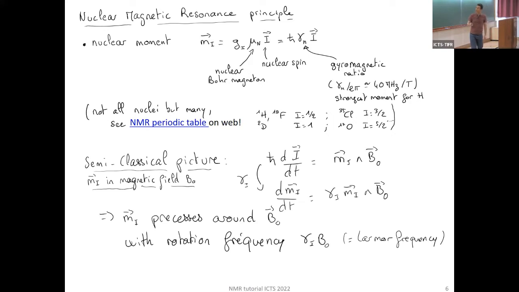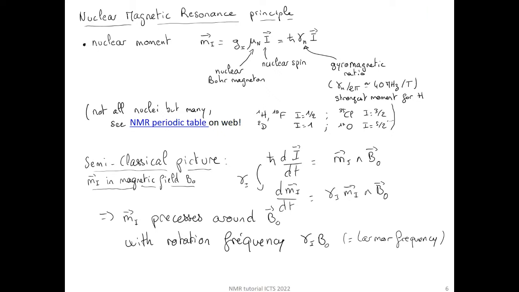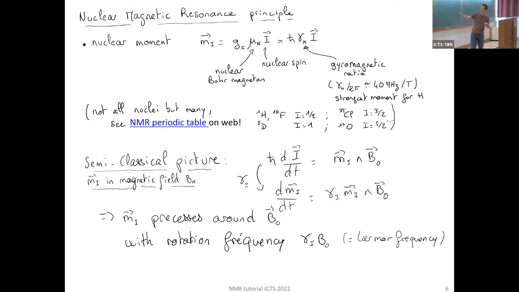Just a parenthesis to tell you why we have this funny name for the size of the moment. If you work out the evolution of a moment in a uniform magnetic field, the moment experiences a torque, that is M_I cross B0. And so if you multiply that by gamma, you get this equation of motion, which is just a simple precession of the nuclear moment around B0 at a frequency which is gamma times B0. So this quantity gamma times B0 is actually a rotation speed. Okay, so that's why gamma is called the gyromagnetic ratio, and that's a characteristic of your nuclei.